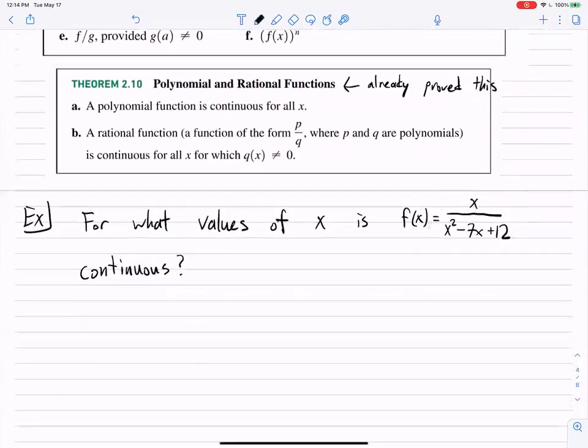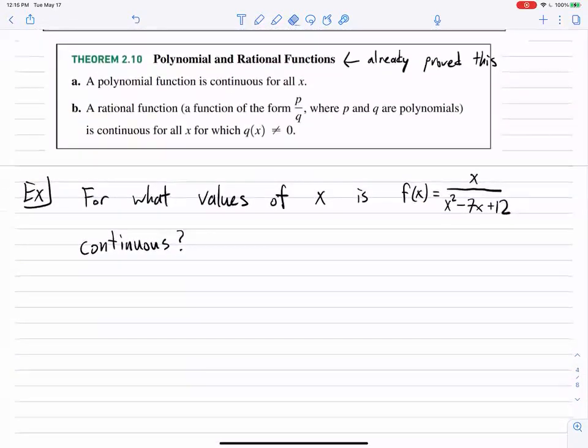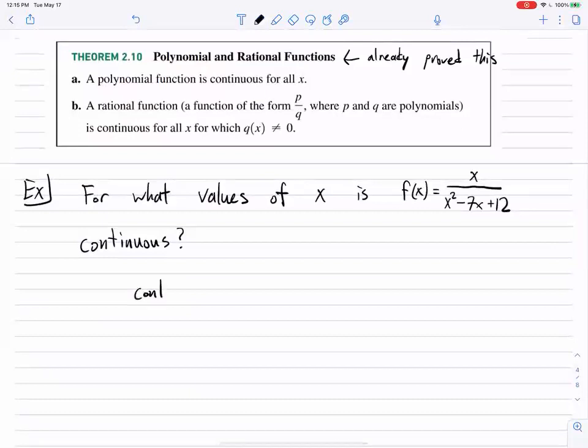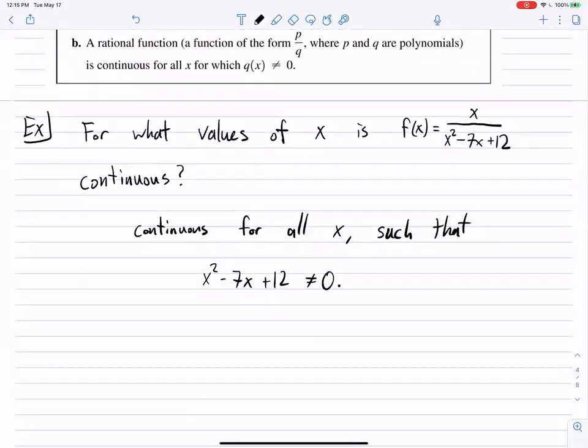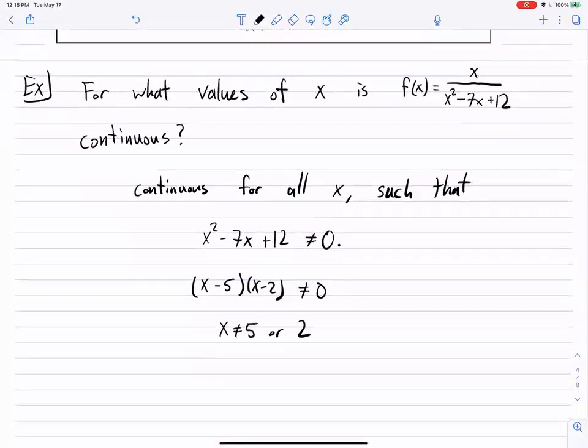And so for what values of x is the following function continuous? Well, it's continuous as long as the bottom is not 0. And so it's continuous for all x such that the bottom, x squared minus 7x plus 12, does not equal 0. And so which x values are those? Well, we can factor this. This is x minus 5 times x minus 2. And so that's not equal to 0. And so that means x does not equal 5 or 2, right? So x cannot equal 5 or x cannot equal 2.